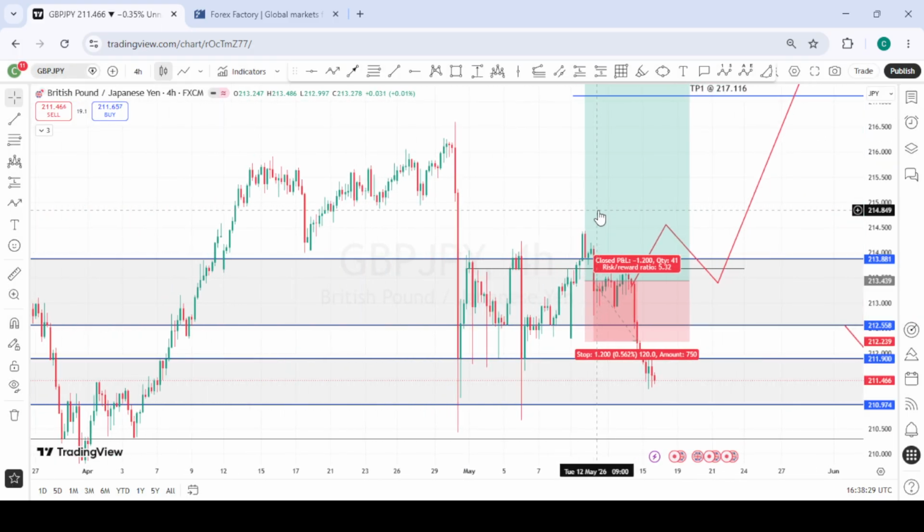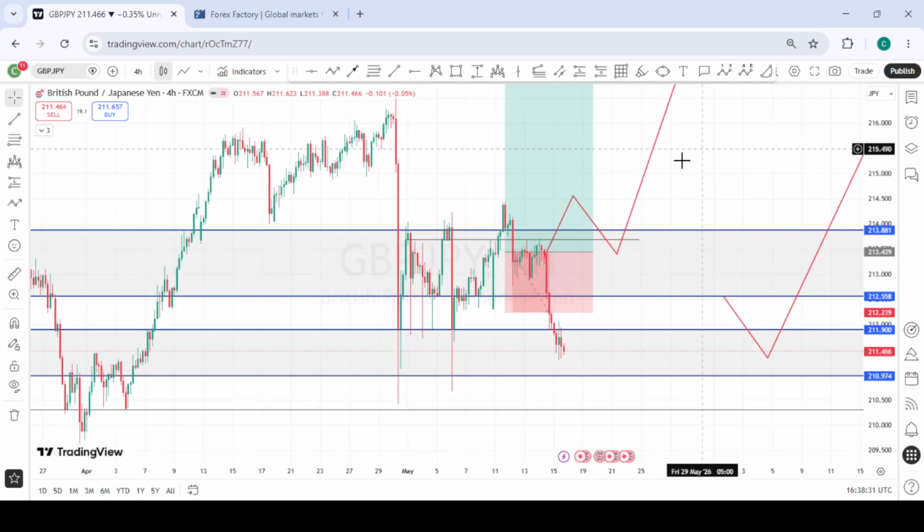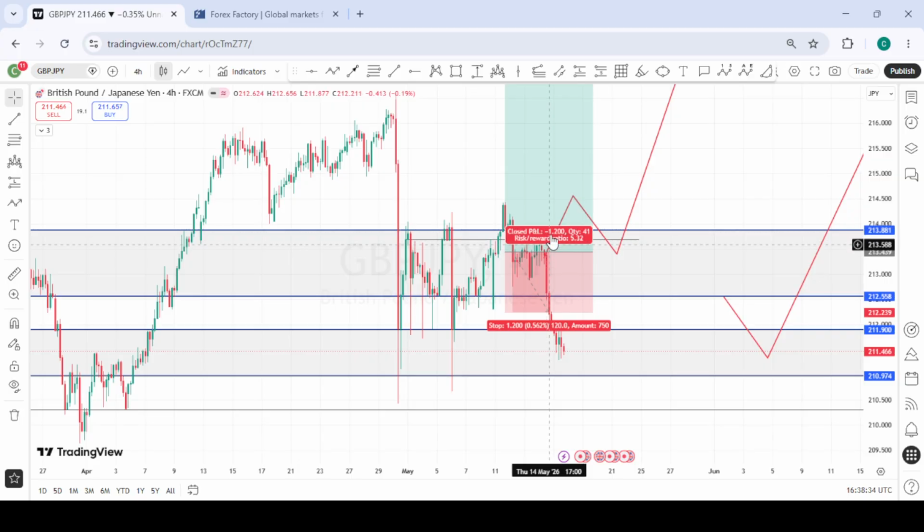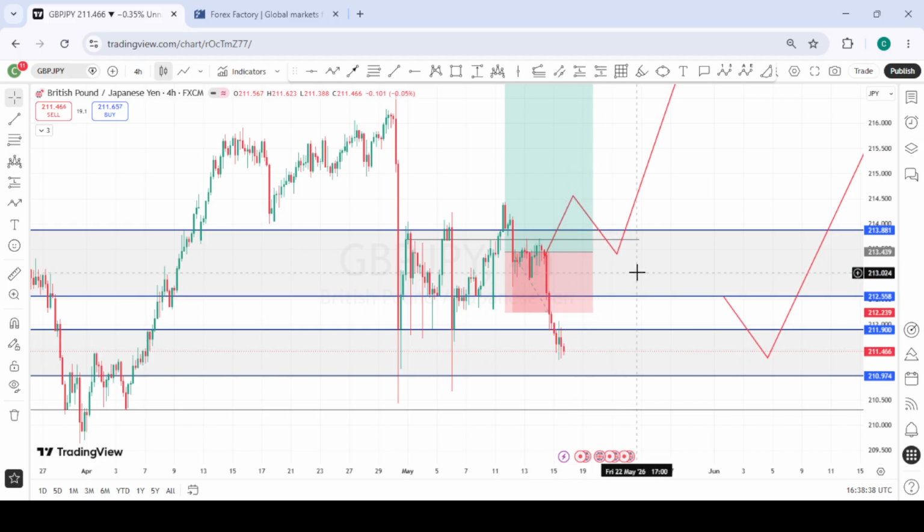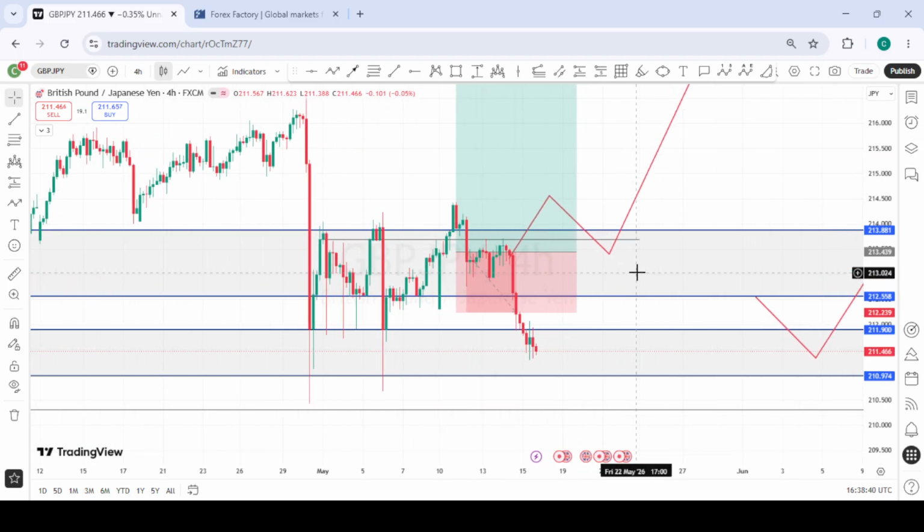And GBPJPY, so we took this loss. We had this entry around here. Price didn't move much, and then we got taken out on this position. So this was a loss for us on GBPJPY.